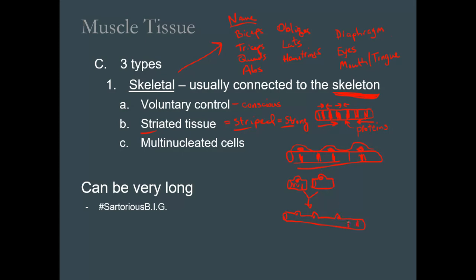And so by the time you're an adult and you have full adult strength, you have these really long, strong cells. And so it says here, hashtag sartorius BIG. The sartorius is the longest muscle. This is just for fun, in your entire body, and it's in your leg. And so this long muscle literally goes from like your hip, goes across your thigh, and goes to the inside of your knee. And it's kind of shaped like this.